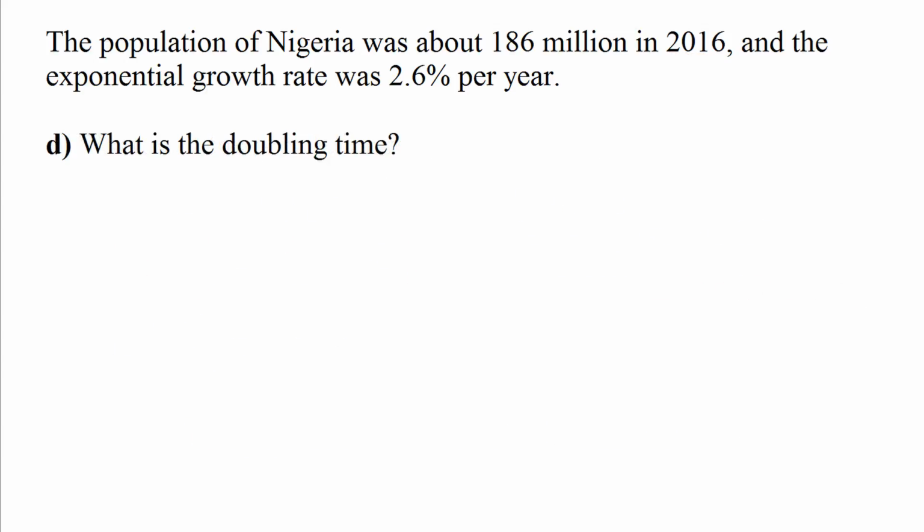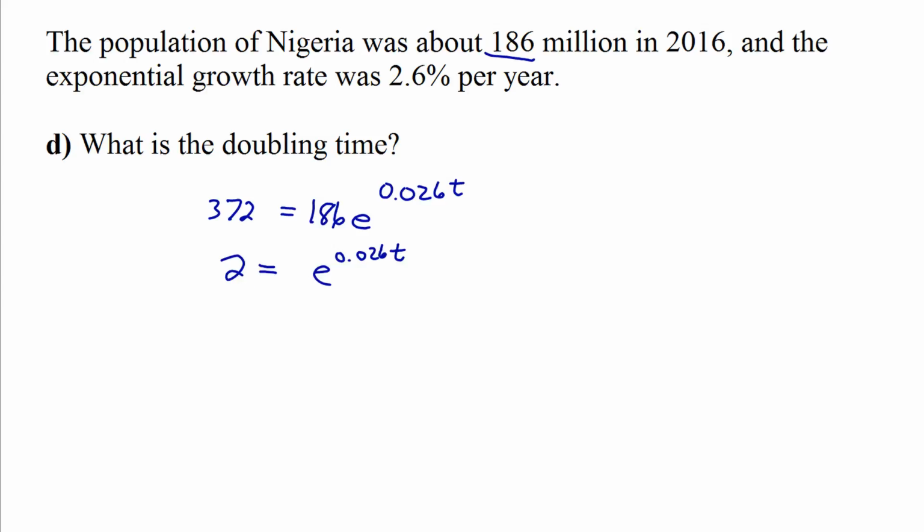Finally, Part D. What is the doubling time? Well, the doubling time would mean that 186 million will double, or become 372. So we'll let P of t be 372 million. So 372 is equal to 186 e to the 0.026t. If we divide both sides by 186, we see that 2 is equal to e to the 0.026t. Or in other words, every 1 became 2, which means it will double.